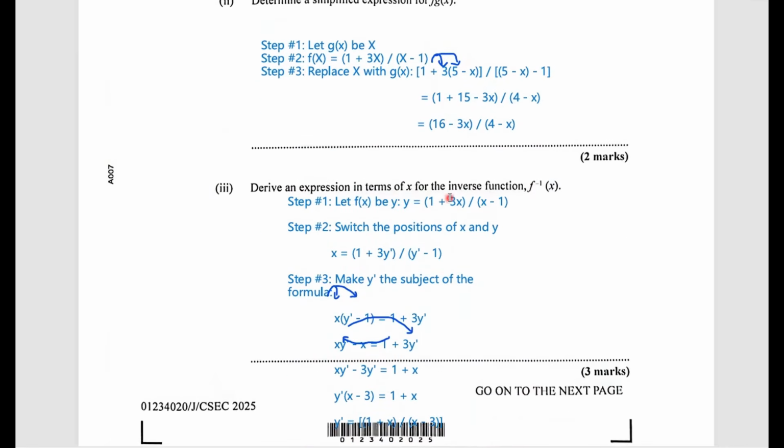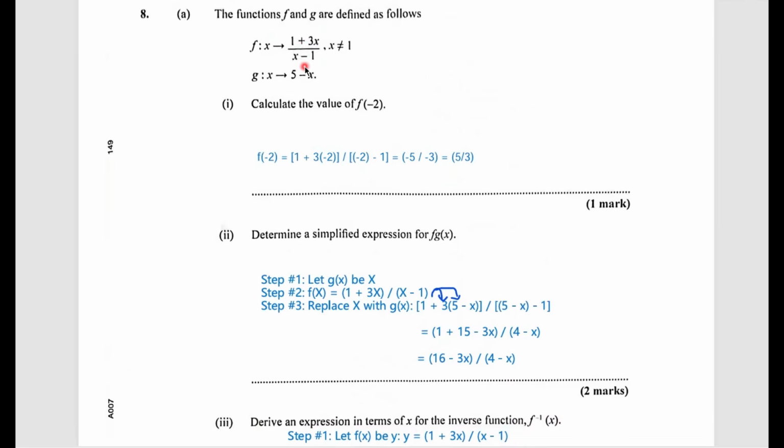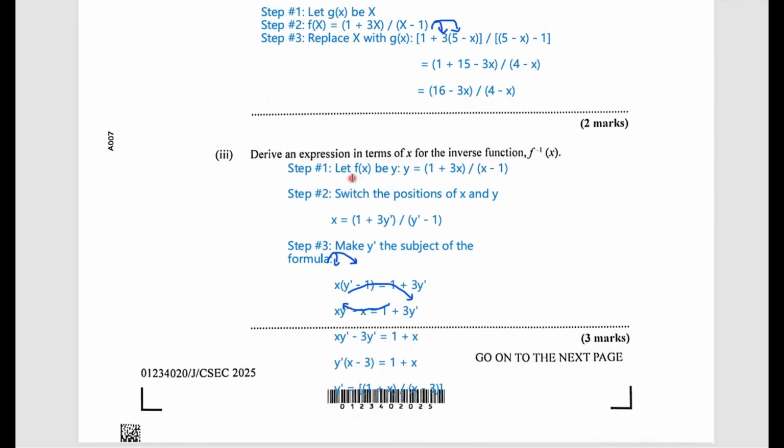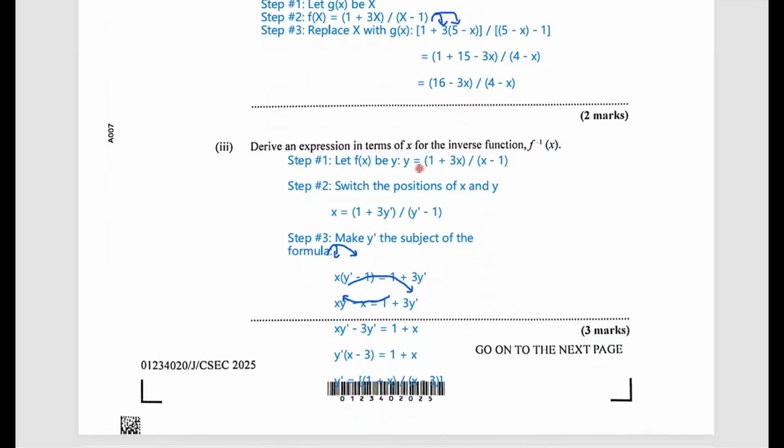Now derive an expression in terms of x for the inverse function f inverse of x. You notice it's f of x, so you want to get the inverse. What we're going to do is let f of x be y. So you get y equal 1 plus 3x over x minus 1. Then you switch the positions of x and y. Where you have y, you make it x, and where you have x, you make it y prime to show the inverse. So you get x equal 1 plus 3y prime divided by y prime minus 1. And y prime is the subject, so you carry the y prime minus 1 across; opposite of divide is multiply. So it'll be x by y prime minus 1 equal 1 plus 3y prime.